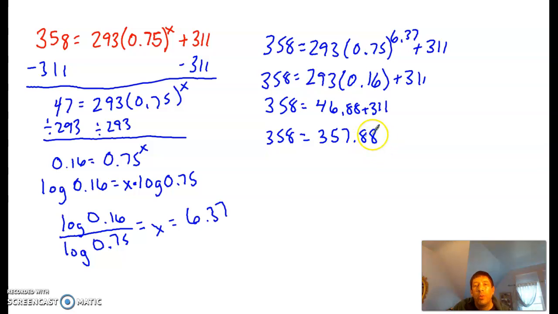So the only reason we didn't get exactly 358 is because we rounded this 0.16 here, we rounded this 6.37 up here, we maybe rounded some stuff along the way when we did our initial work to come up with our x value. Okay. So again, when you're given an exponential equation like this, and you need to solve for x, subtract off your constant term at the end here, the asymptote, divide by your a value, your starting value, and then to get the exponent down, you have to take the log of each side. Once you've taken the log of each side, the exponent comes down in front, and then you can divide by the log that's with the x. Okay?